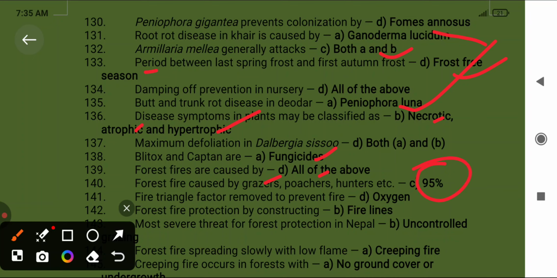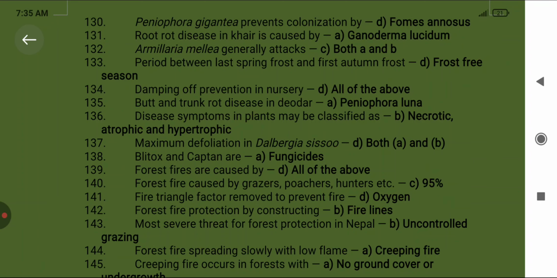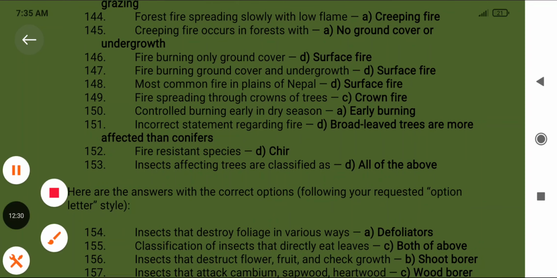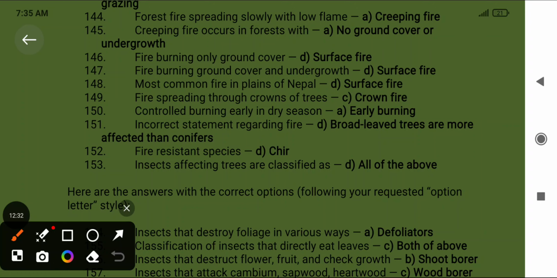95%. Fire triangle: factor removed to prevent fire is oxygen. Forest fire protection by constructing fire line. The most severe threat for forest protection in Nepal is uncontrolled grazing. And forest fire spreading slowly with low flame. Creeping fire occurs in forest with no ground cover or underground.